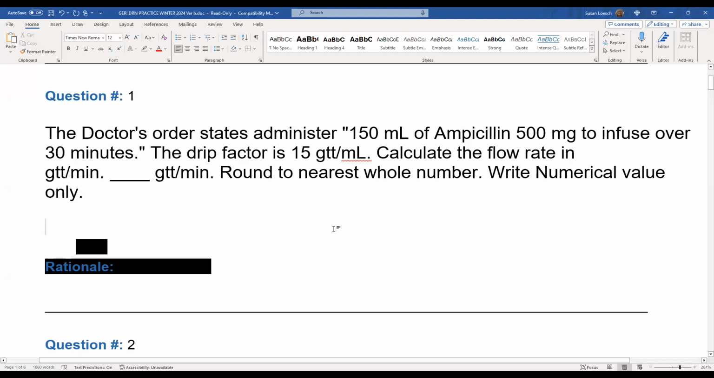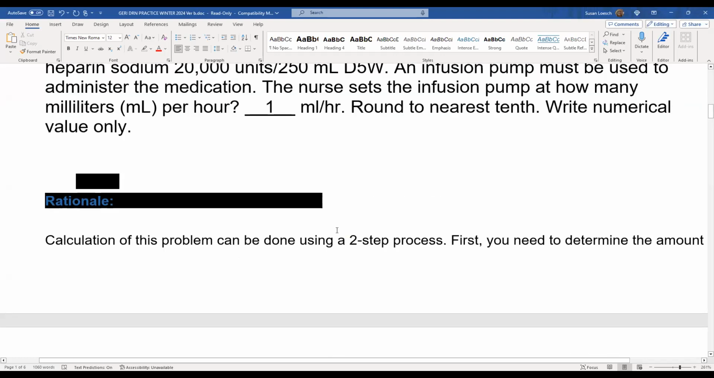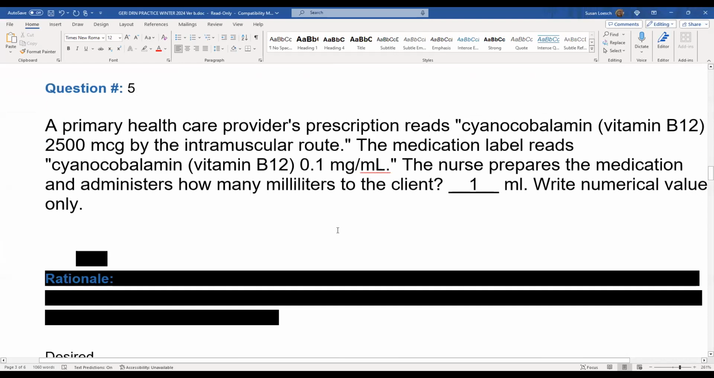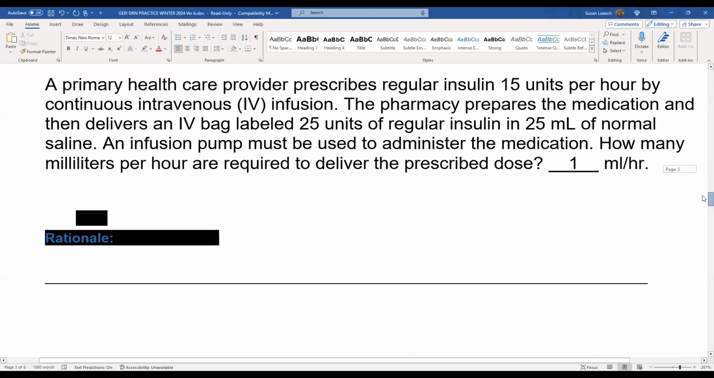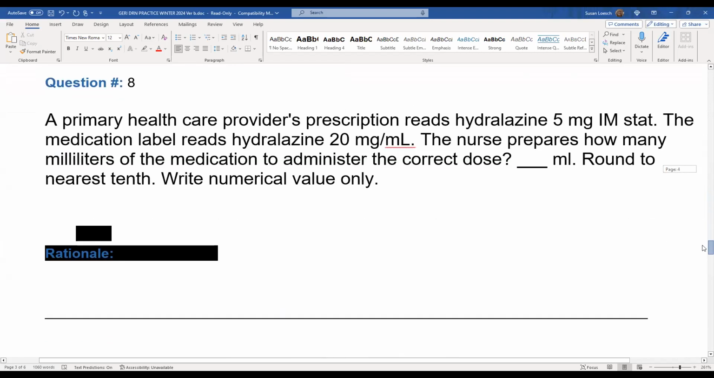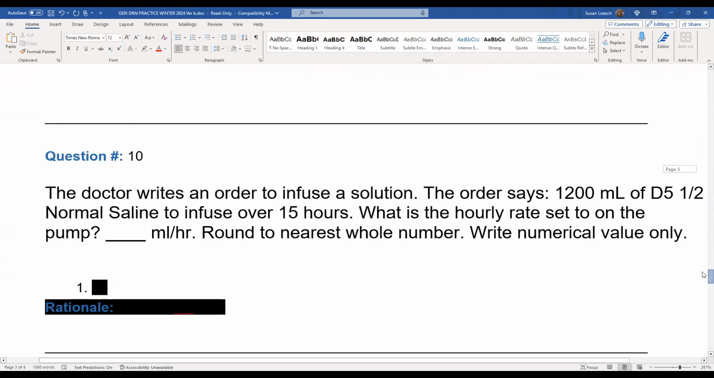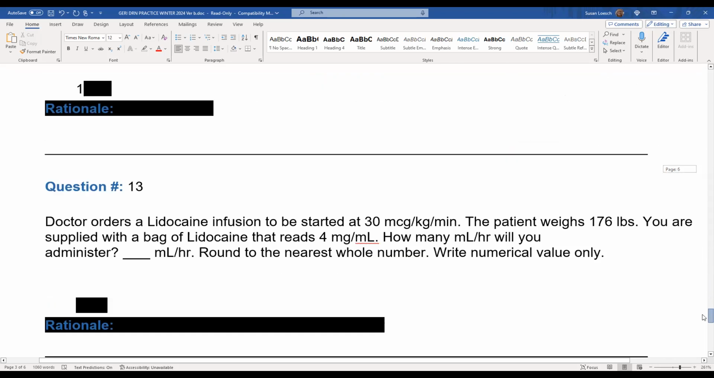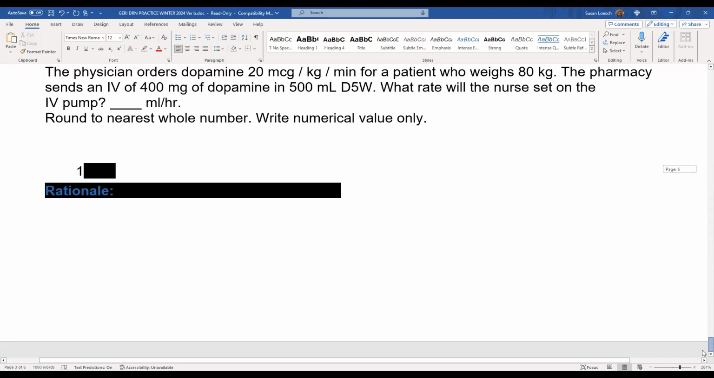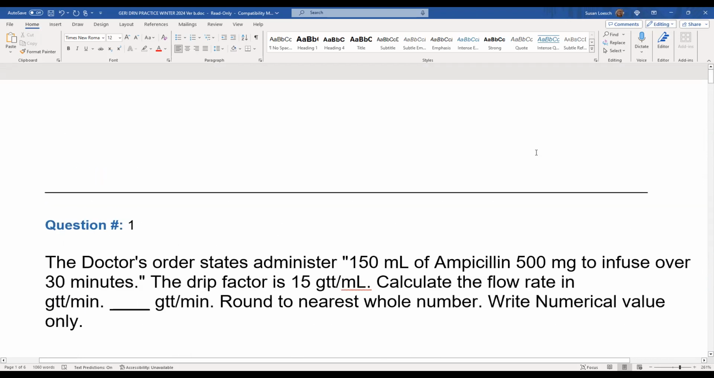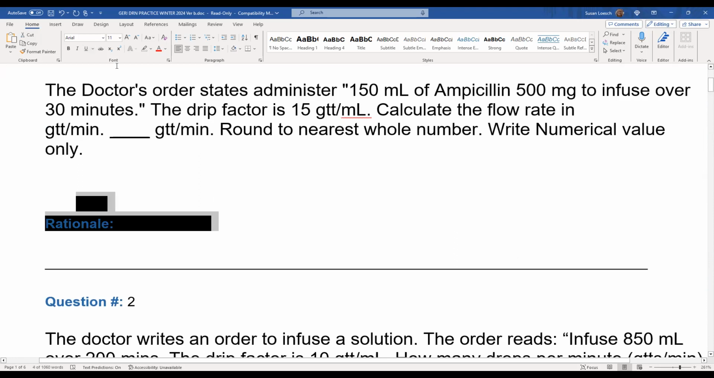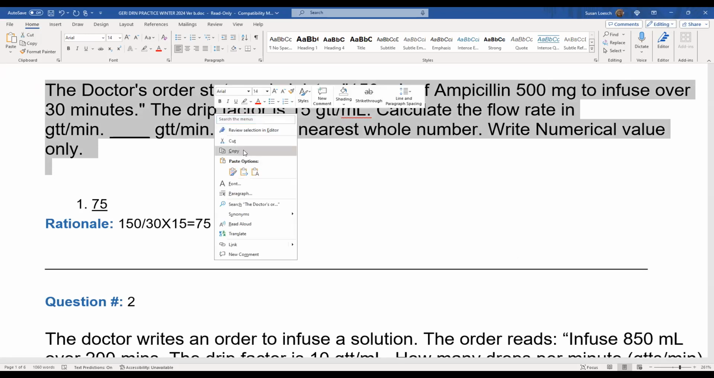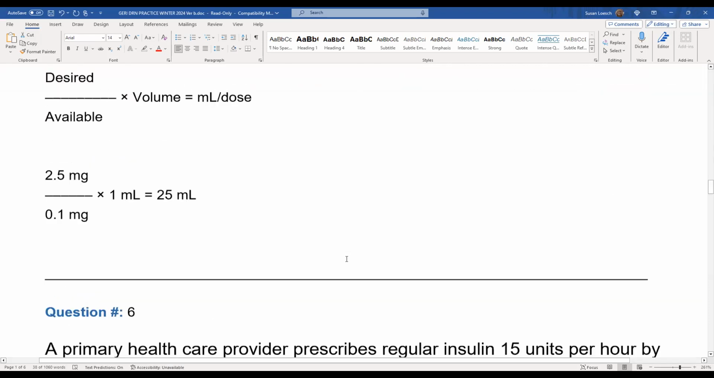Everybody's got the information out they need to solve? Yes. Okay, I heard somebody say the answer. 75 is correct. All right, now I'm going to reword this question a little bit.